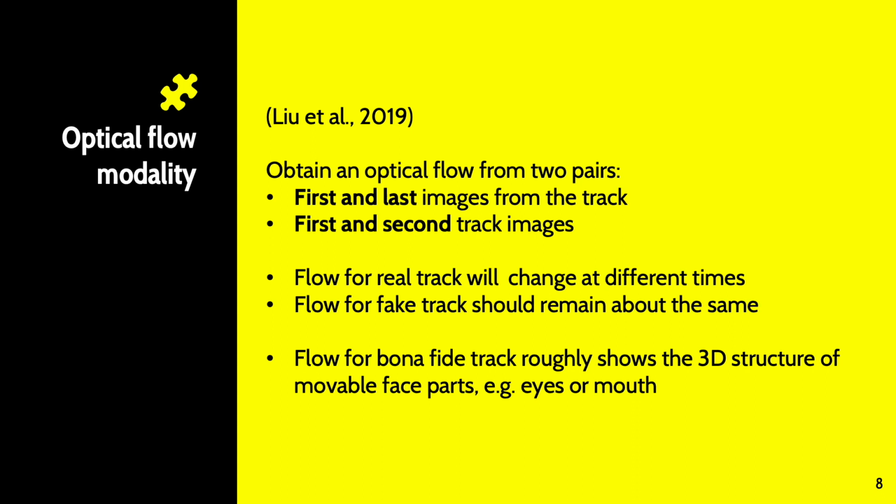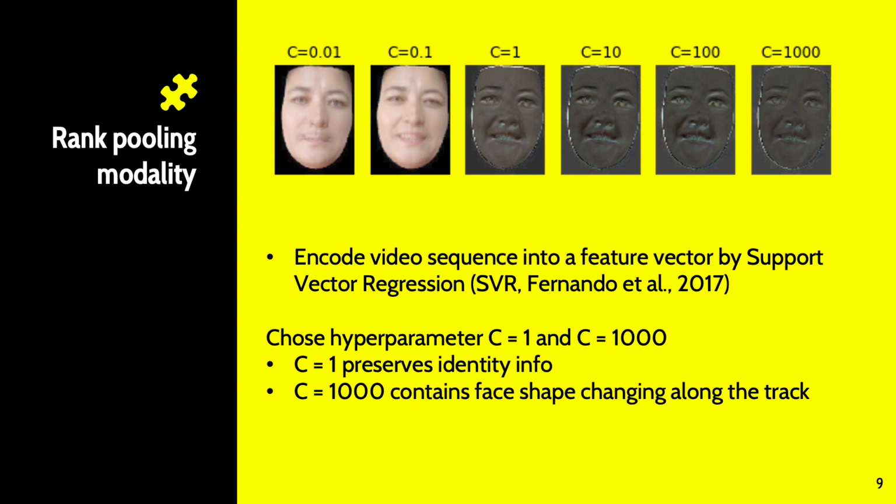Another modality that the researchers introduced is the rank pooling modality. It encodes video sequences into a feature vector using SVR, developed by Fernando et al. There's a regularization hyperparameter in this model that needs to be chosen, and the researchers here chose C equals 1, which preserves identity info, and C equals 1000, which will contain face shape changing along the track.